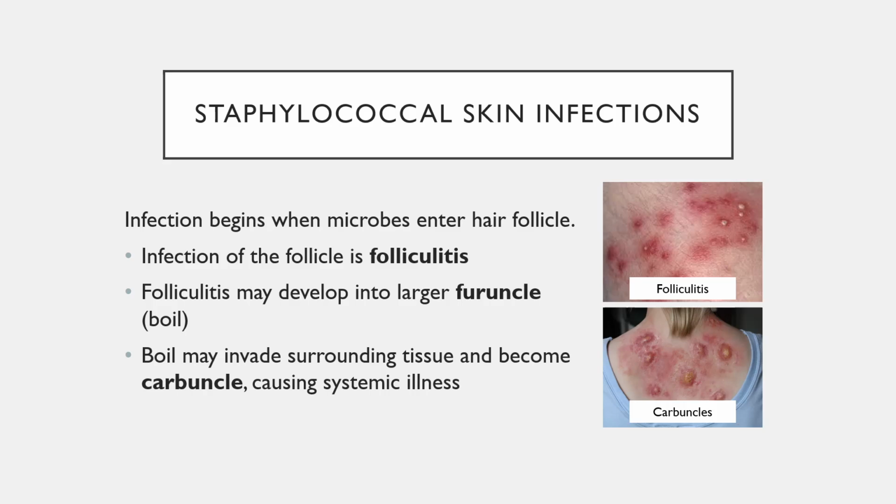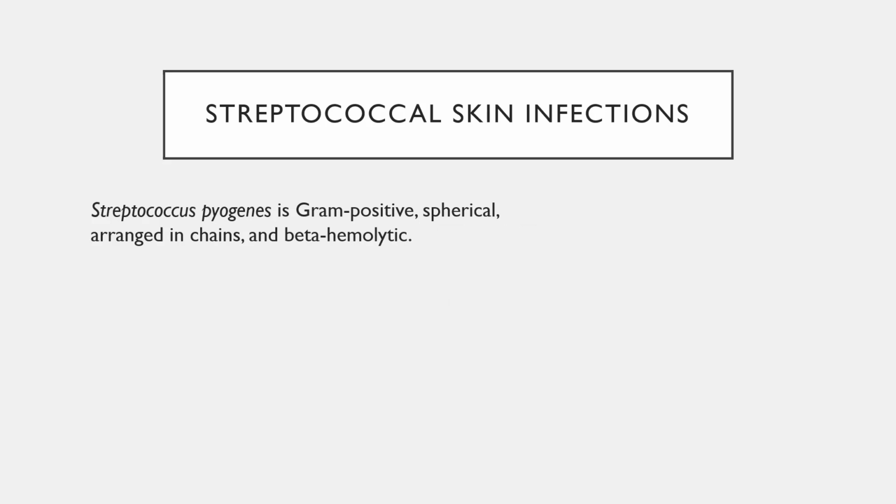Staphylococcus is not the only genus of bacteria that can cause skin infections. Streptococcus can also cause skin infections, namely the species Streptococcus pyogenes, which has different characteristics than Staphylococcus members. It is gram-positive and spherical, but they are arranged in chains rather than in clusters, as the name Streptococcus suggests. And they are beta hemolytic.